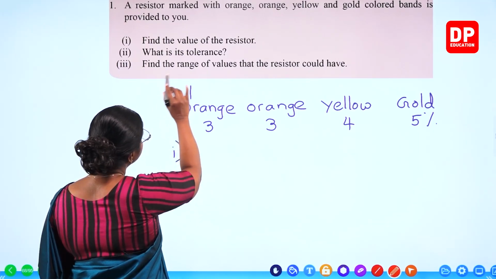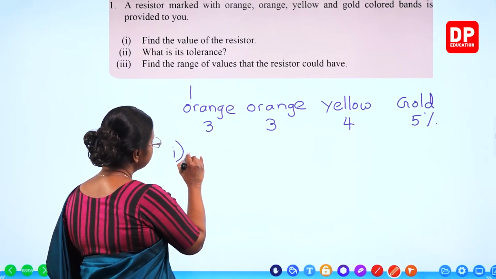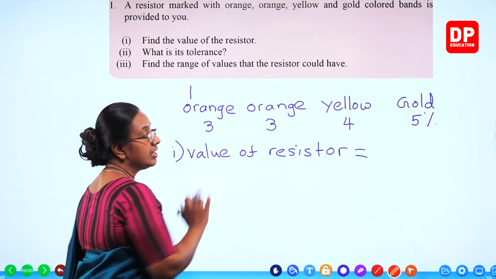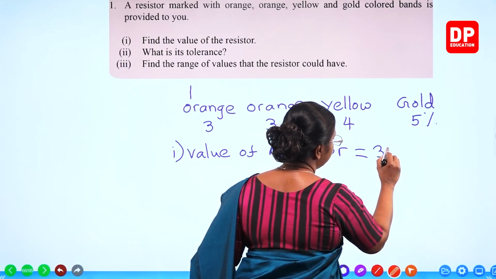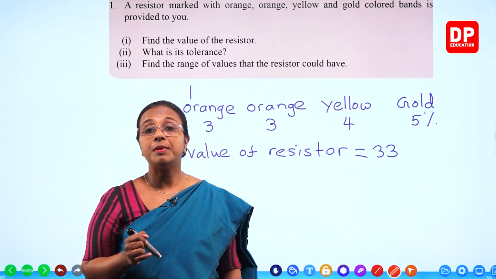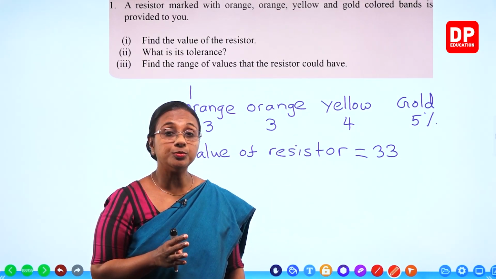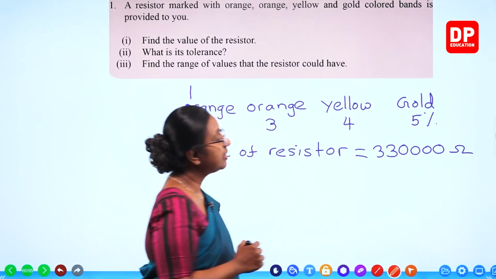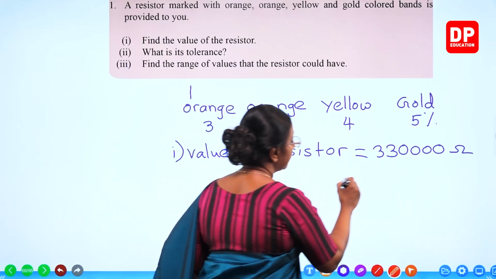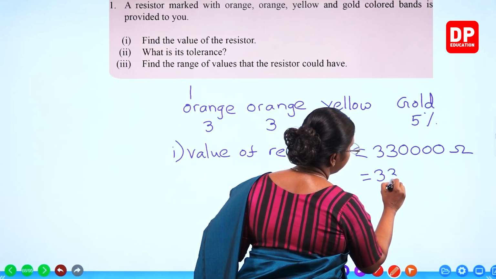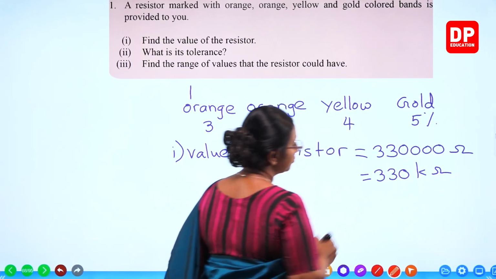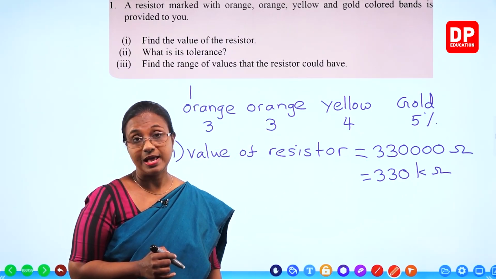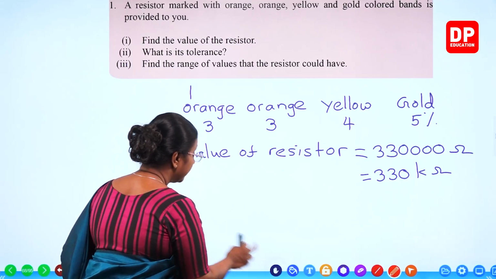So first one, find the value of the resistor. So how do you find the value of the resistor? First two values, you write the number directly. 3, 3. Then the third digit is the 10 to the power index. So it's 10 to the power of 4. So you need to put 4 zeros. So 3, 3 and 4 zeros, ohm. So 330,000 ohms, or you can say 330 kilo ohms. 330,000 is 330 kilo ohms. But to calculate the tolerance range and all, we need to have it in the ohm value itself, not the kilo ohms.